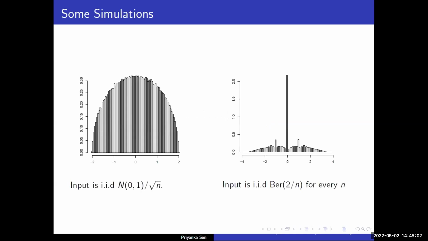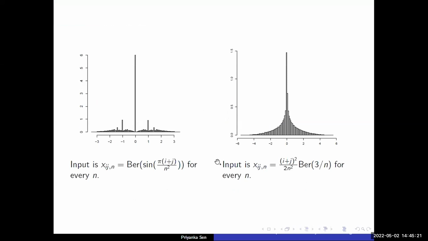And here I would like to give some simulations. This is for the standard case where the entries are Gaussian and the matrix is scaled by root n. This is the simulation for when the entries are Bernoulli 2 by n, so this is a sparse case, with lambda equal to 2. These are some cases where we consider the variance profile. Here, indeed, we can see that the distribution of the entries depends on n, i, and j.